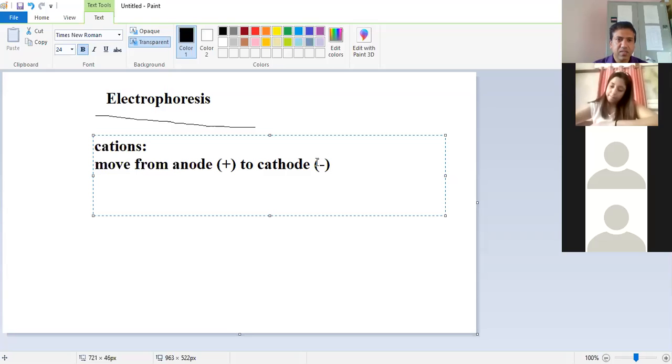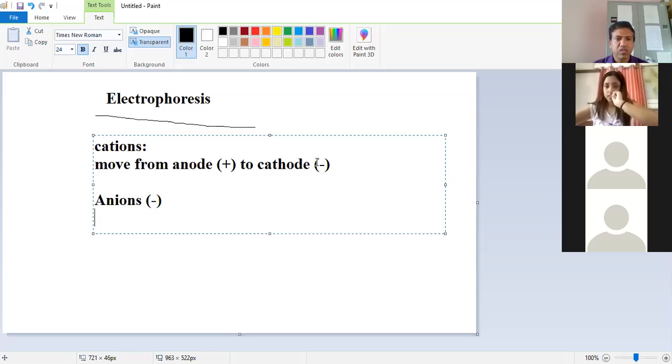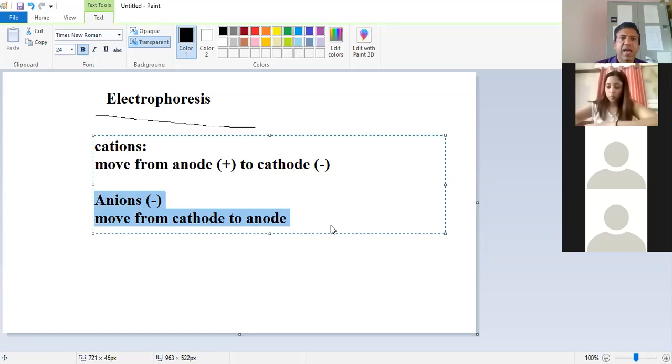Now the anions, these are negatively charged ions. It is the reverse, so they move from cathode to anode. In our discussion, we are mainly concerned about anions, because DNA has negative charge at pH 7. The majority of proteins also have negative charge. So we are more concerned about anions as compared to cations.